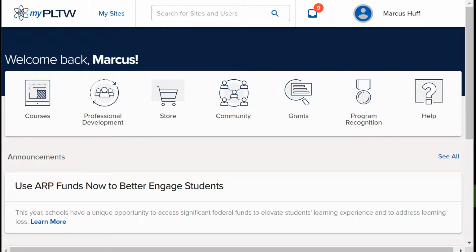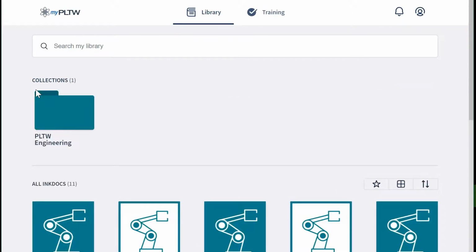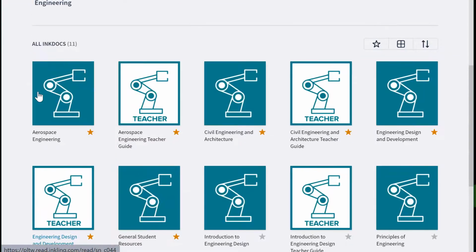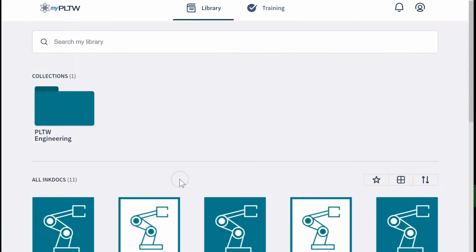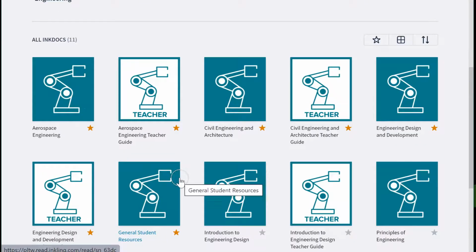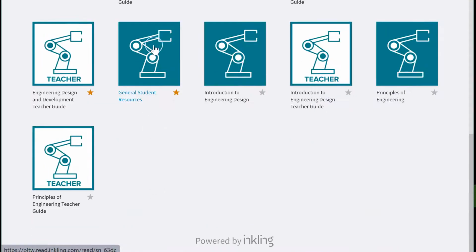So I want to point you to some useful information you have access to through PLTW. When you log in, you will see a link that says courses. So you're going to click that. And then you will see your courses that you're signed into. You might see aerospace, civil engineering, intro, and that sort of thing. But the thing I really want to point your attention to is this one.